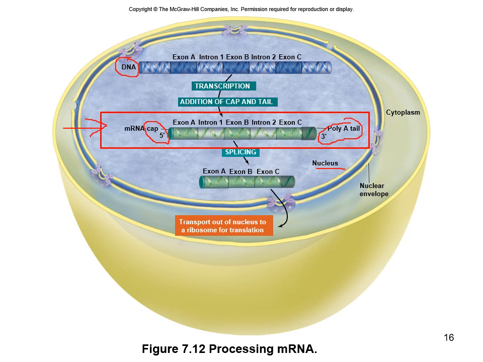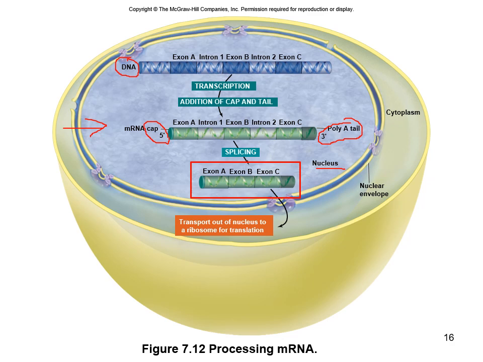The next thing that's going to happen is that it's going to get a little bit shorter. The reason it's getting shorter is because we're going to splice. When we splice, we're going to get rid of the introns because we don't need those anymore, and we're only going to keep the exons. This will then create the most stable version of the mRNA, which will then allow it to be transported into the cytoplasm so we can do our translation step.